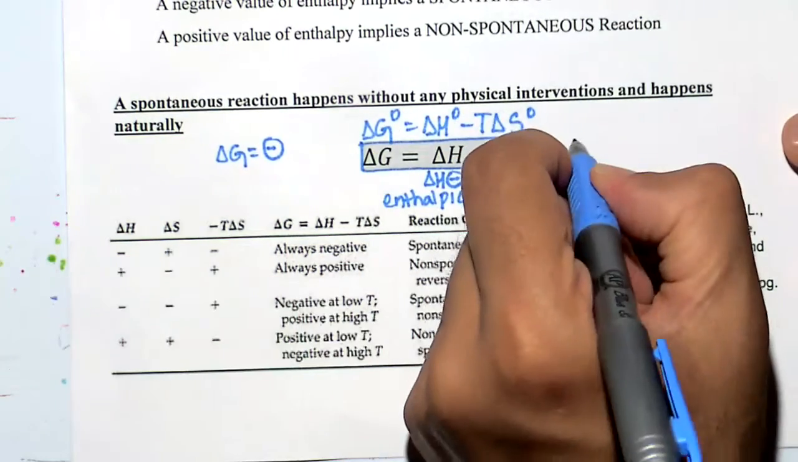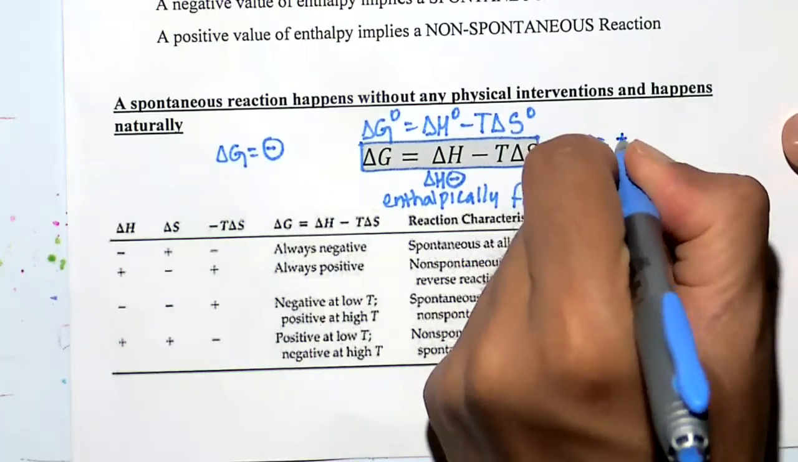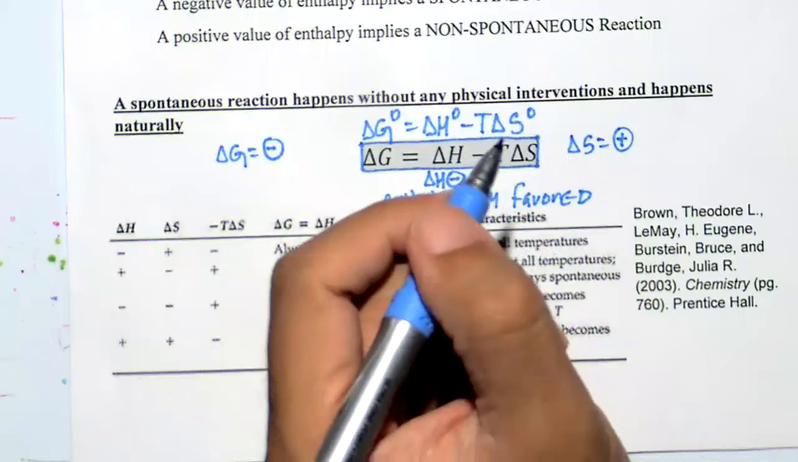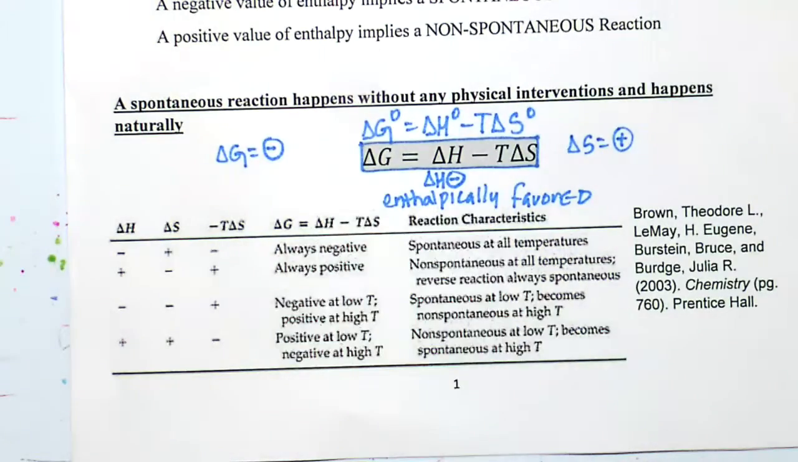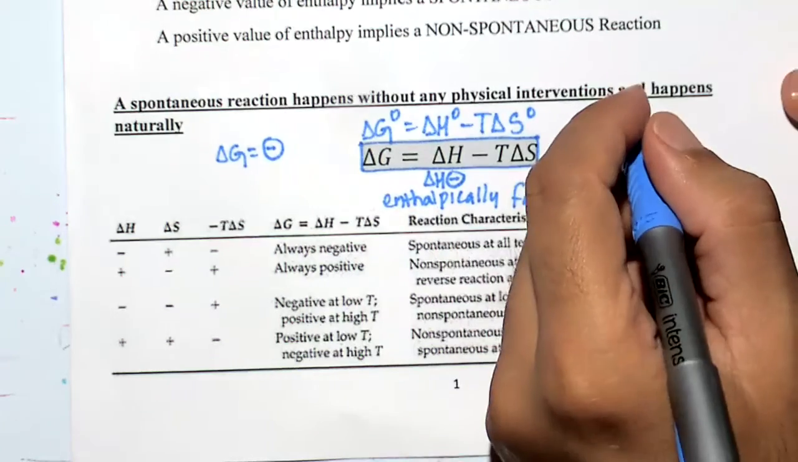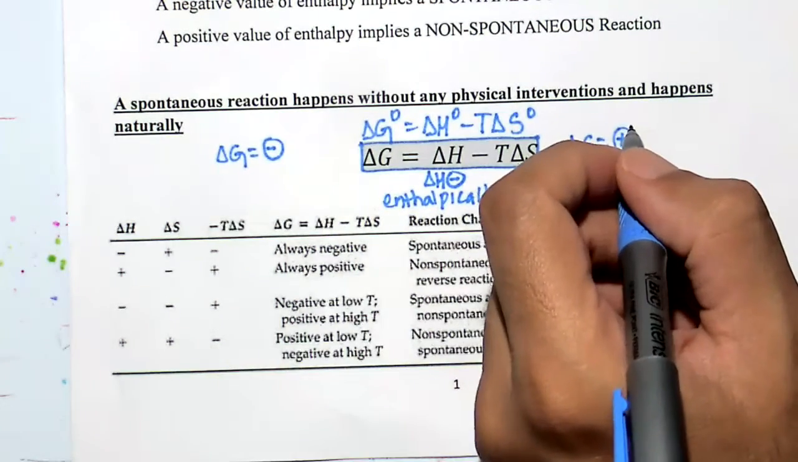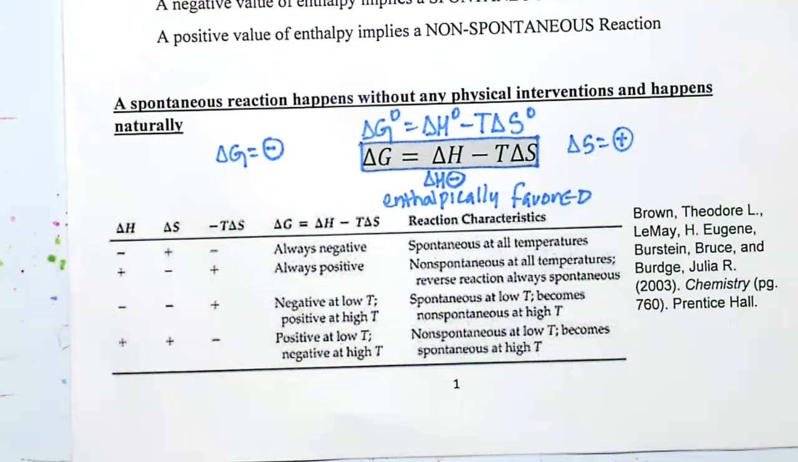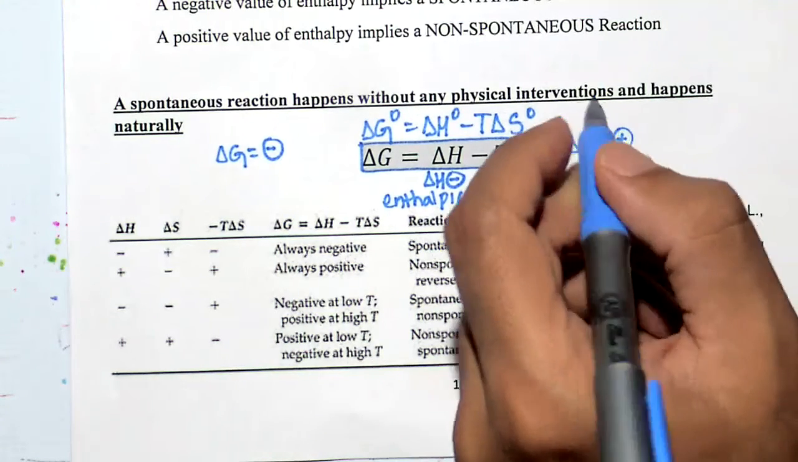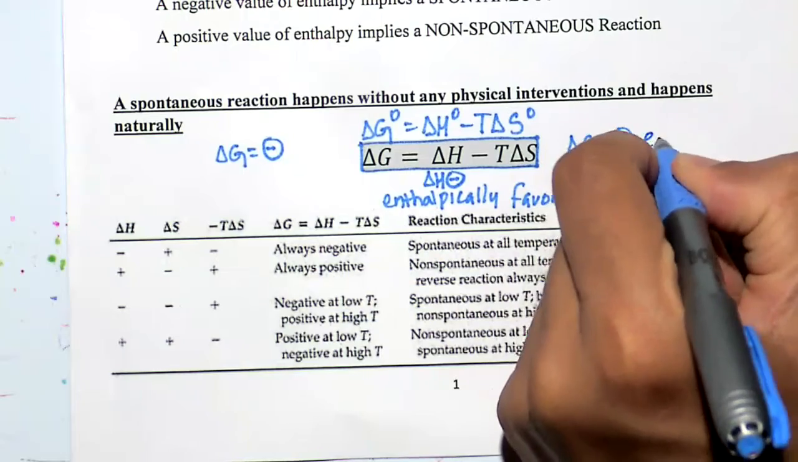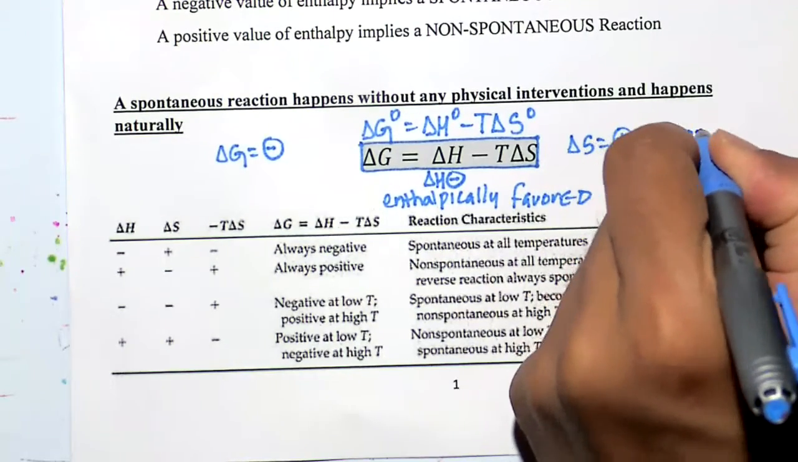What happens if your delta S is positive? More disorder, is it not? More disorder. So I'm going to call that entropically favored. Okay, things kind of tend towards disorder, like your kitchen sink, it just happens by itself. It's going to get dirty, or your room just happens by itself. So this would be what I'll call entropically favored.